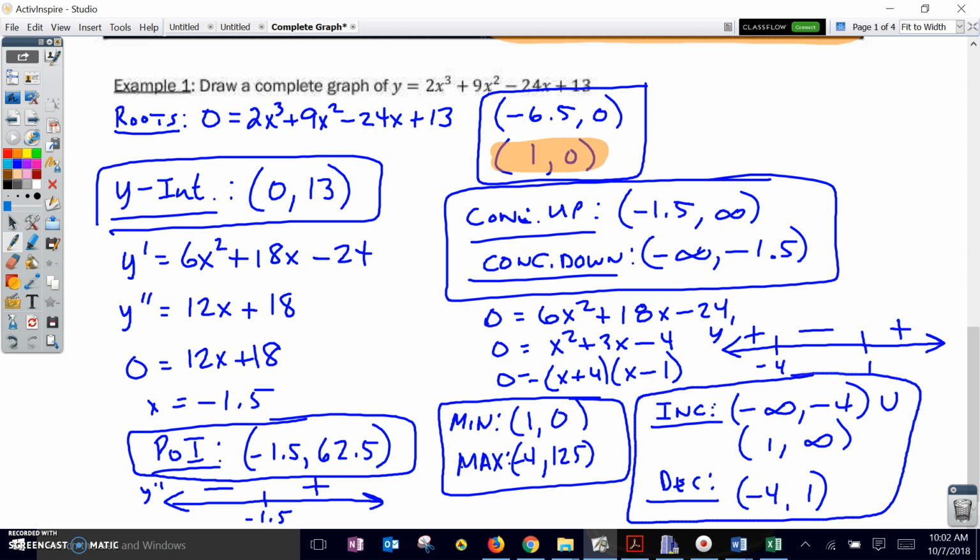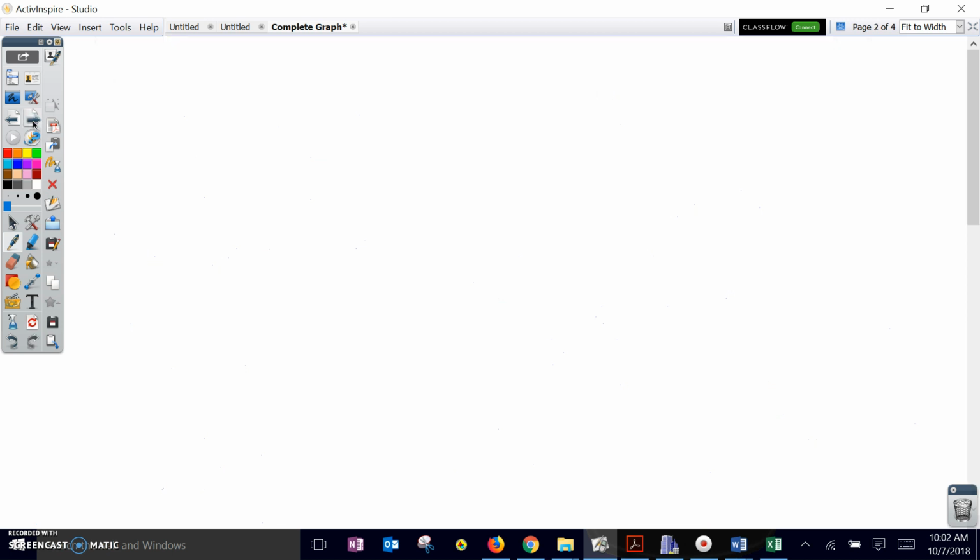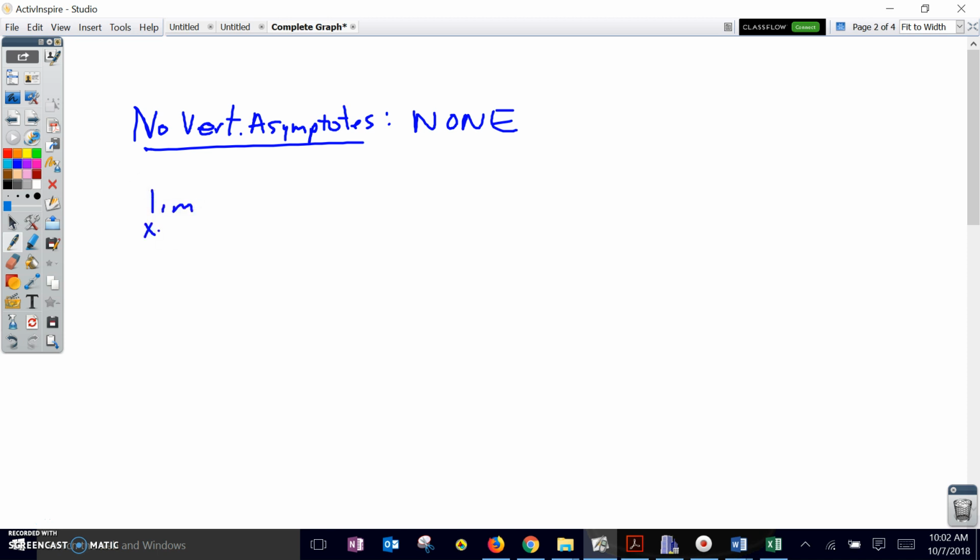Alright. Almost finished. We have two last things to check out, the potential for vertical asymptotes and the horizontal asymptotes, end behavior. So for vertical asymptotes, we have none, because polynomial functions are always continuous. So we have none. And as far as horizontal asymptotes go, we'll take the limit as x goes to infinity of f of x, and the limit as x goes to negative infinity of f of x.